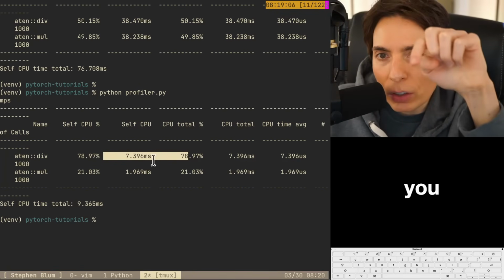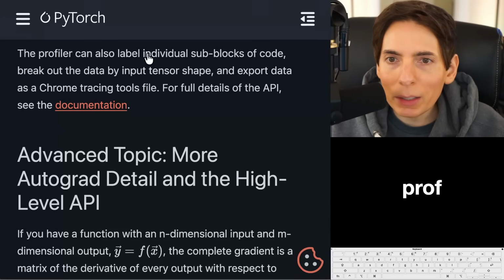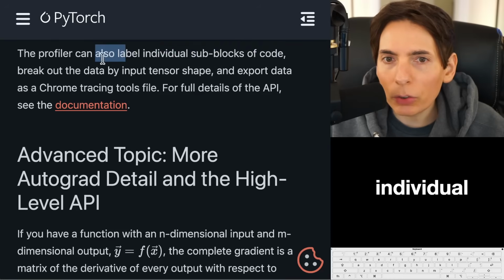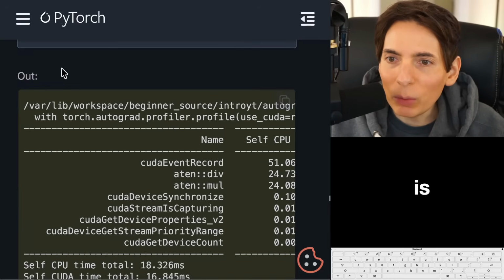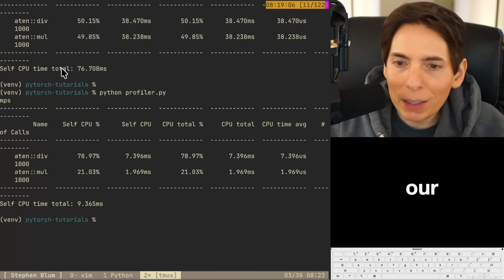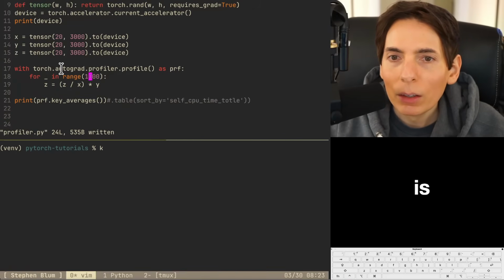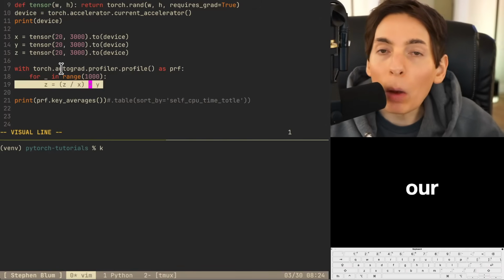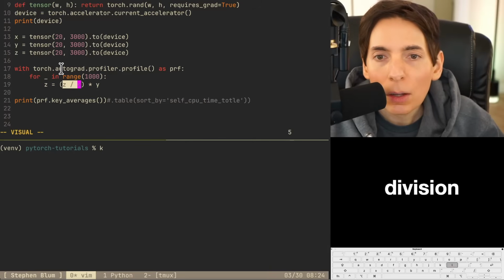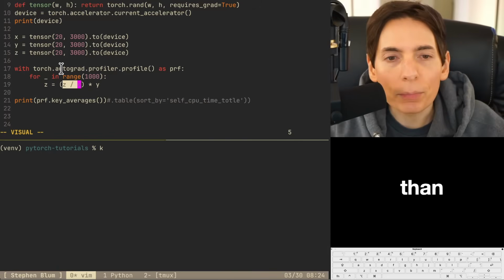Also, if you notice at the division, the profiler can also label individual sub-blocks of code. So this is really neat. We can see where our speedup and slowdown is in our model. So we can see that the division is more expensive than multiplication. What's going on?